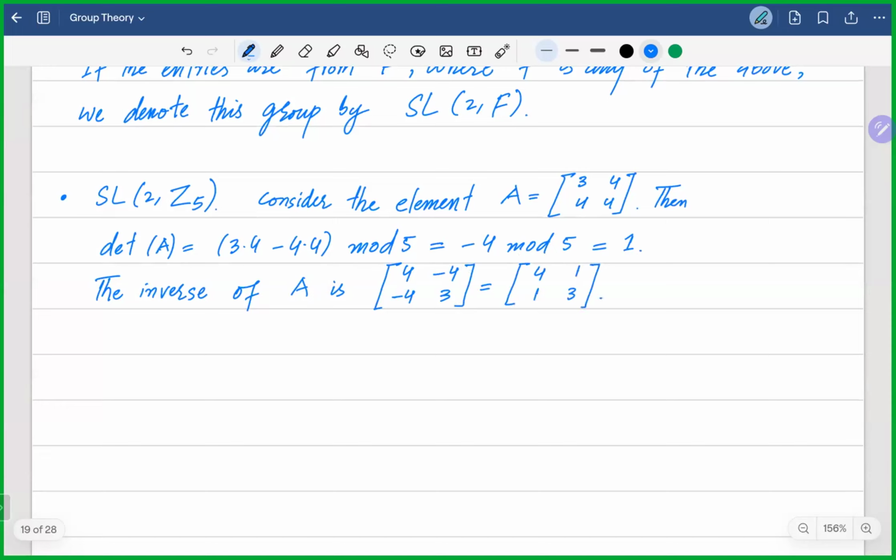Now note that when you multiply A and A inverse, it does give you the identity matrix. Okay.